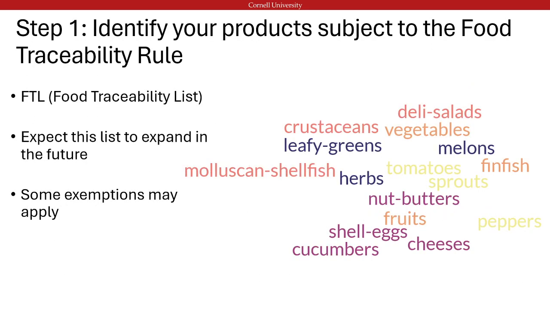So step 1, identifying your product subject to the Food Traceability Rule. This one isn't too bad. You can go onto the FDA's website, look up the current food traceability list, and you will find a whole list of foods, some examples on the right here. You'll want to pay special attention to the exemptions. Not every cheese, not every vegetable is covered under the Food Traceability Rule, so you'll want to be crystal clear on which of your products actually fall on this list.